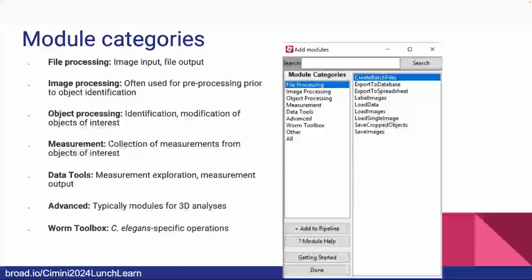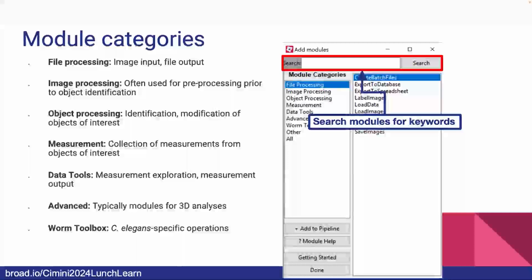There's lots of different kinds of things you can do. There's file processing, there's measurement. I'm not going to read to you. I am going to point out to you that all of this is searchable. So if you know that what you want to do is to find the size of your cells, you search size here, and you're going to find there's a module called MeasureObjectSizeShape.